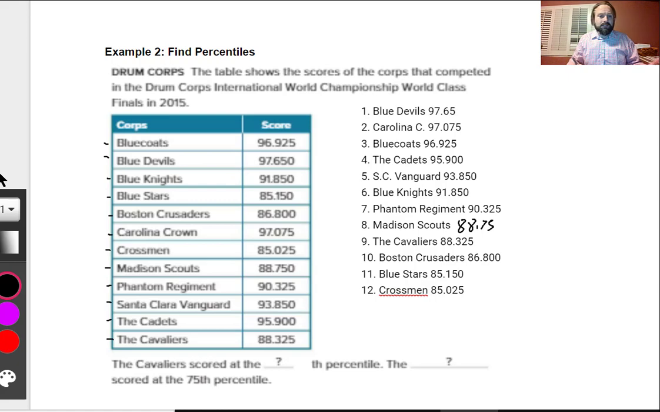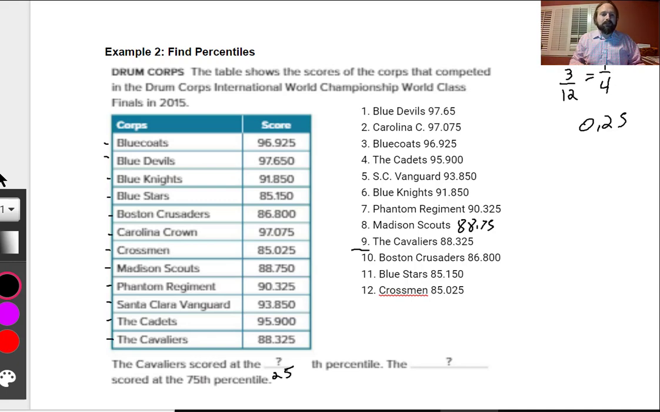All right. So it says the Cavaliers scored at the blank percentile. All right. Well, go like this. And there are 3 underneath. So 3 divided by 12. Well, what's 3 divided by 12? 1/4. Okay, what's 1/4 as a percentile? It's 0.25. Oh no, we have to multiply by 100 now. So this is going to be the 25th percentile. So it's 25% or 25th percentile.